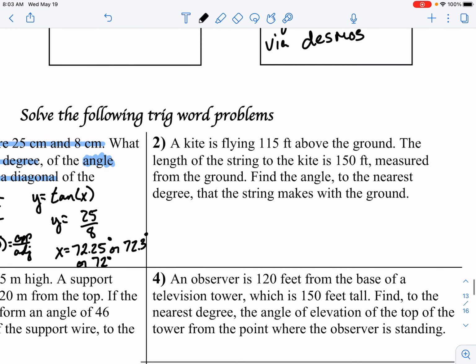Here I have a kite flying 115 feet above the ground, so that's going to be important. The length of the kite string is 150 feet, measured from the ground. Find the angle.